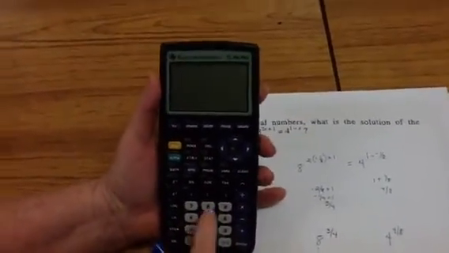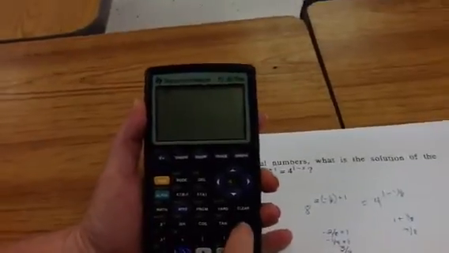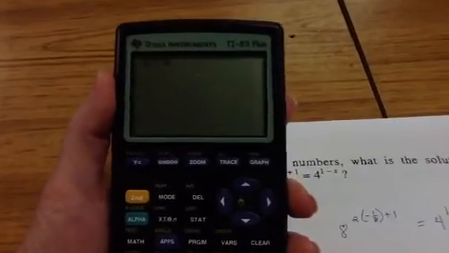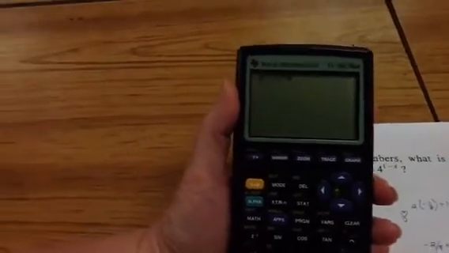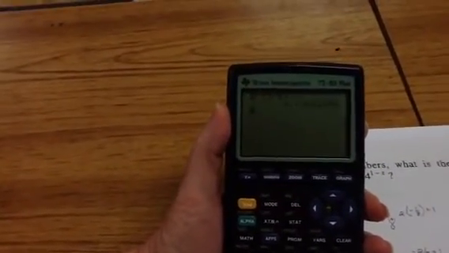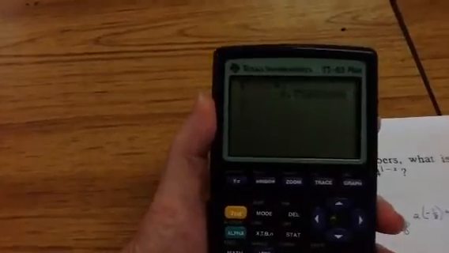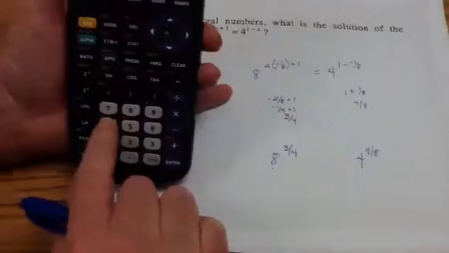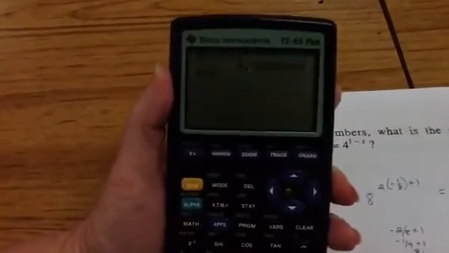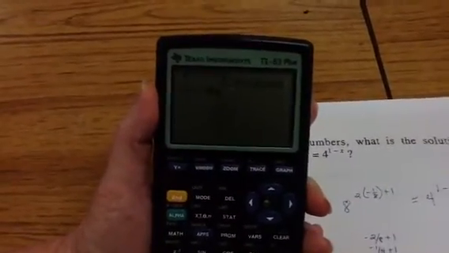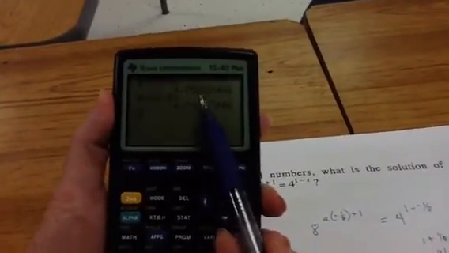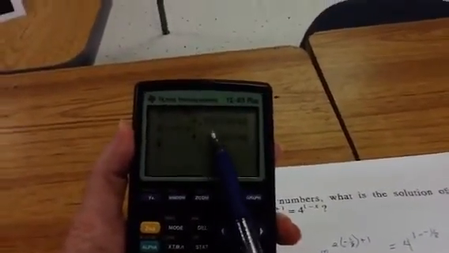So on this, I would do 8. My caret key is my fraction key, and then I'm going to use parentheses. 3 divided by 4. I end up with 4.7568. Now I'm going to do the same thing here. 4, caret key, parentheses, 9 divided by 8, and I end up with exactly the same number. The graphing calculator is nice because you still have that on the screen. Okay?